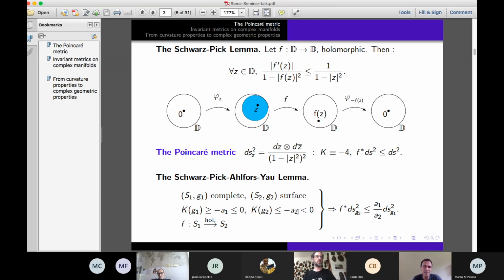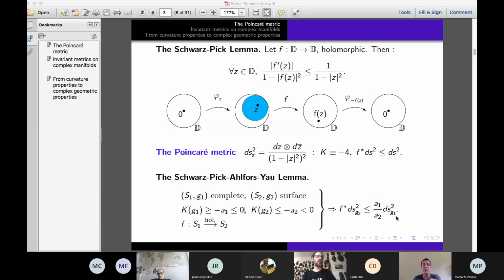Then you have an identity. It tells you that the map decreases. It tells you that you have exactly the same kind of inequality you had in the case of the disk, except that now you see precisely the curvature appearing. And what you get on the right side is the quotient of the curvature.